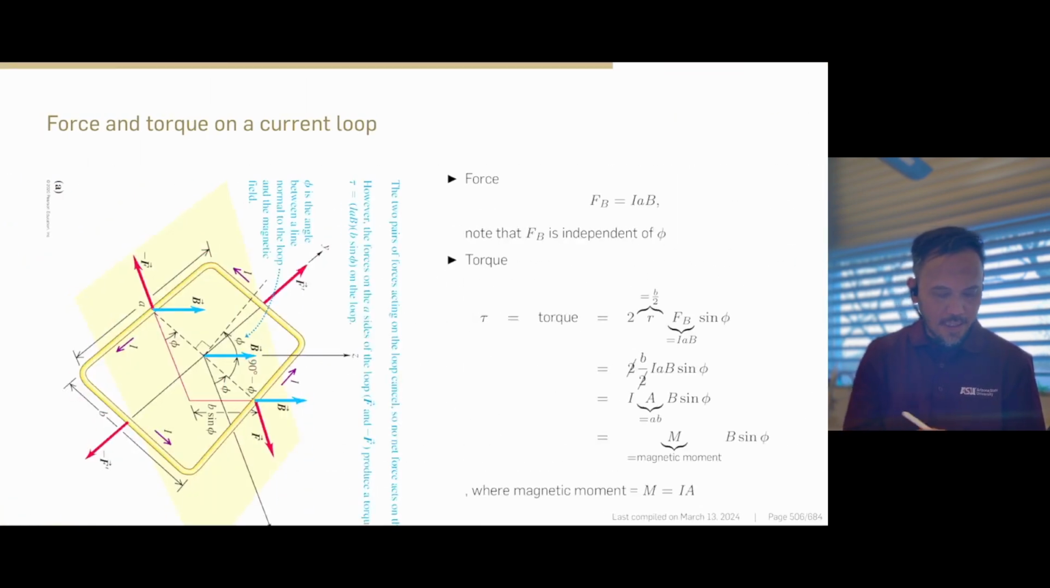So in class, I try to simplify, and your book tries to simplify, by using this symbol, capital M. In chemistry, sometimes you use mu instead of capital M. And then the torque is just M times B times sine of this angle here. This angle is the angle between the normal vector and the magnetic field. Basically, the normal vector is the direction of M, and it follows the right-hand rule.